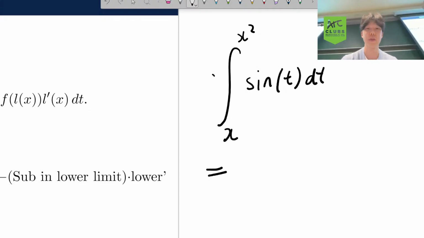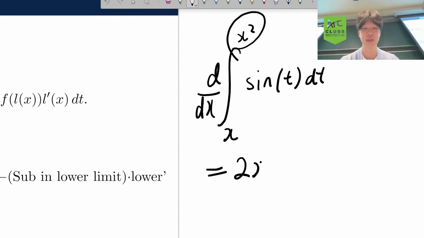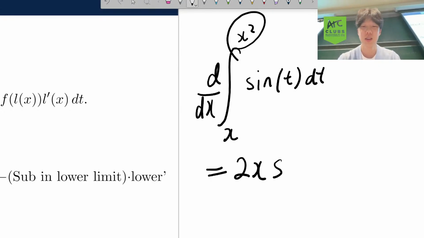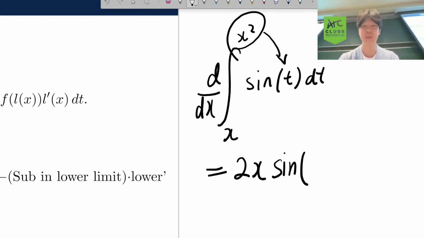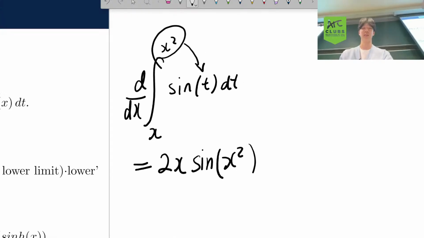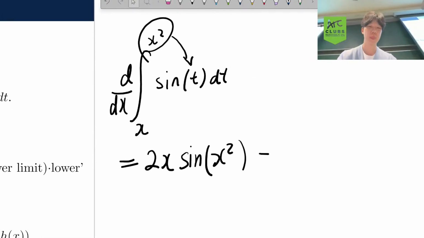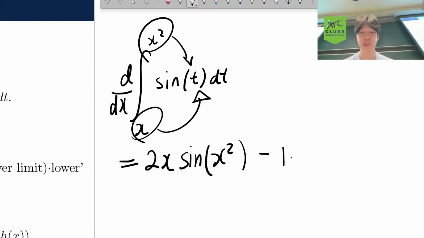The way we do it, if we're finding this, we take the top, we diff it, and then we multiply by subbing the top in. So it's going to be sine x squared. Then we minus the bottom, we're going to diff it, which is just 1. And then we're going to multiply by subbing the bottom in, which is sine of x.